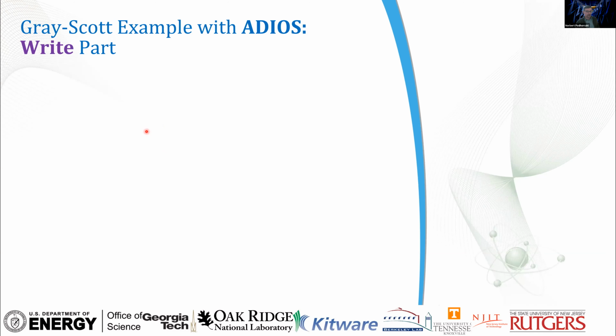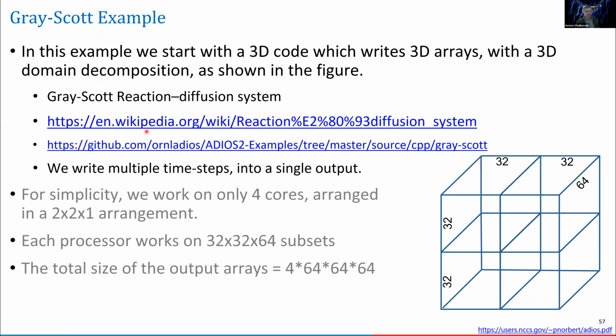Okay, so our example today. Now I'm not doing hands-on, but I'm just going through the slides in case later you want to do the hands-on yourself. All the examples and codes are available online. We have an ADIOS2 examples repository on GitHub, and the Gray-Scott example is one of the codes.